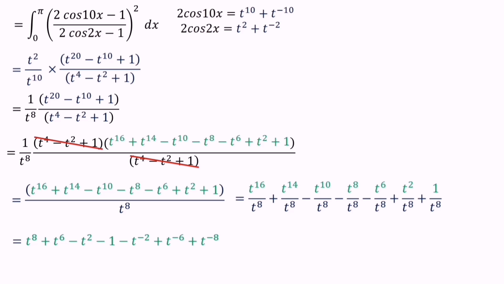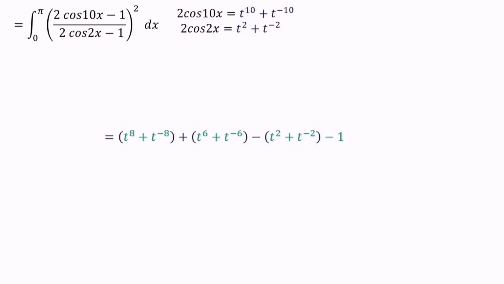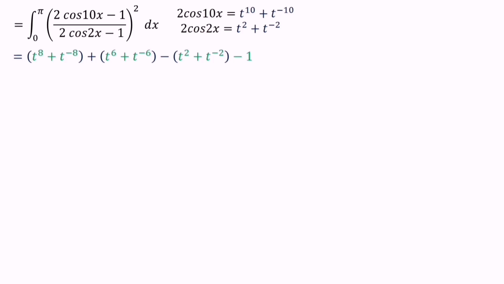Then we can write the t to the power of 8 plus t to the power of minus 8 terms together, the t to the power of 6 plus t to the power of minus 6 terms together, and the t squared plus t to the power of minus 2 terms together. The t to the power of 8 plus t to the power of minus 8 value we can get as 2 times cos 8x. Similarly, the t to the power of 6 plus t to the power of minus 6 value we can consider as 2 cos 6x, and the t squared plus t to the power of minus 2 value we can get as 2 cos 2x.